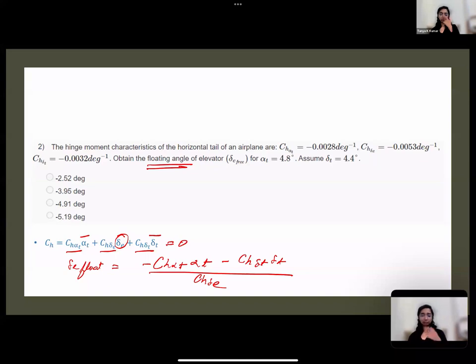What is the value? 5.19. Yeah, so it is 5.19 degrees. It's given here. Yes, please ask.